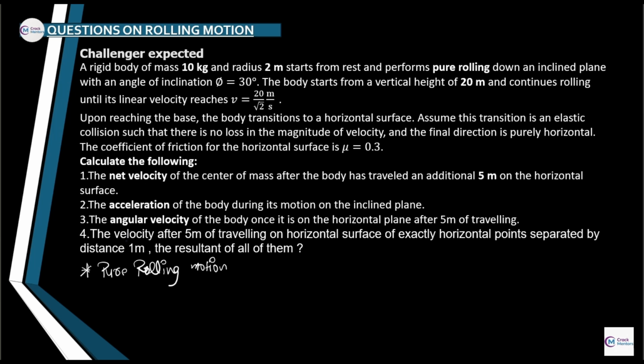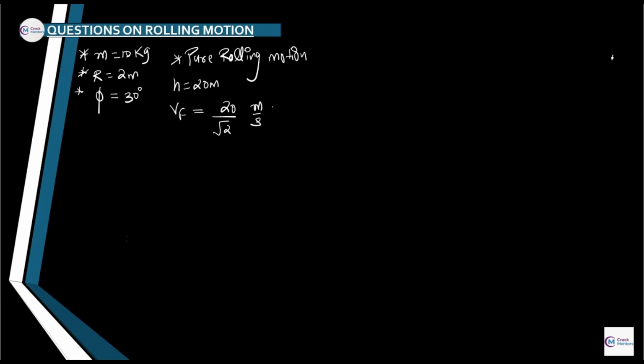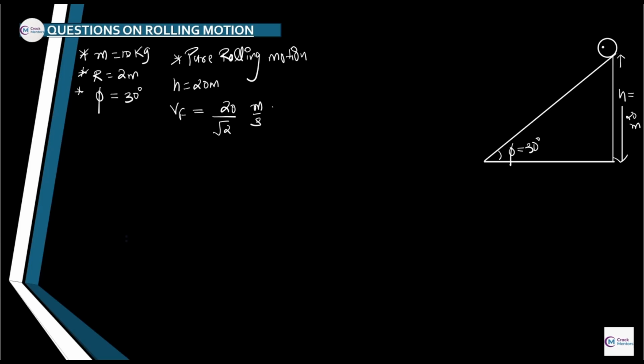Now let us talk about, upon reaching the base, the body transitions to a horizontal surface. Let us make the diagram as well. Here we have an inclined surface, as we are able to see, and this angle is mentioned as 30 degree to us. And here we have the vertical height, which is mentioned to us like 20 meter, which I have mentioned right here as well.